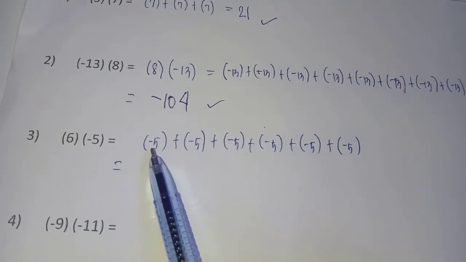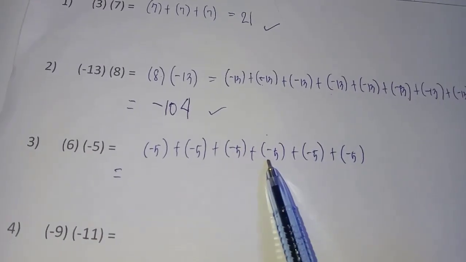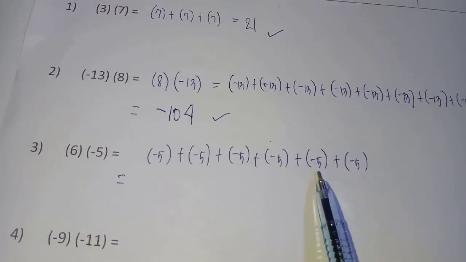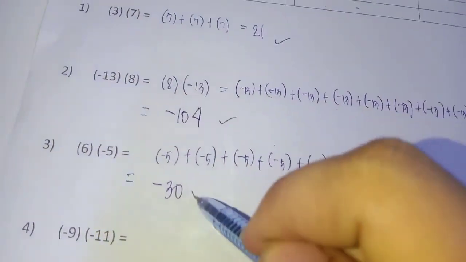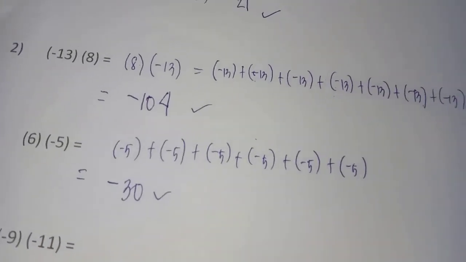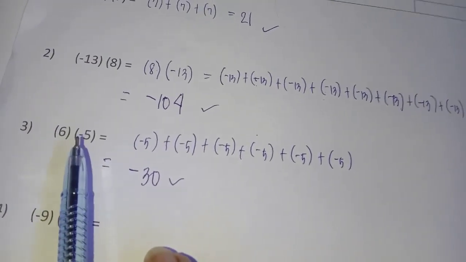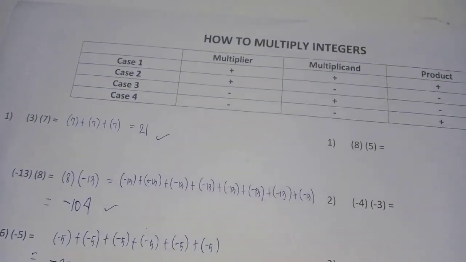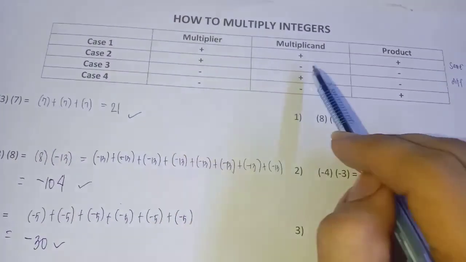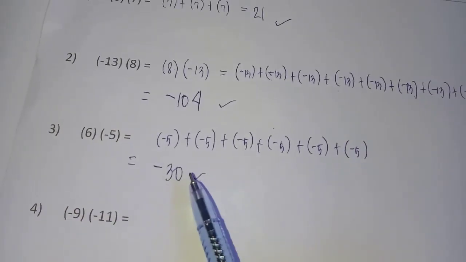So we will add. Negative 5 plus negative 5 is negative 10 plus negative 5, negative 15 plus negative 5 is negative 20 plus negative 5 is negative 25 plus negative 5, that is negative 30. So the answer for 6 times negative 5 is negative 30, or 6 times 5 is equal to 30. Okay? And the sign is negative since our multiplicand is negative while our multiplier is positive. So that is the case of number 2. We're multiplying positive to a negative. The answer is always negative. Okay? Or in general rule, we're multiplying different signs. The answer is always negative.